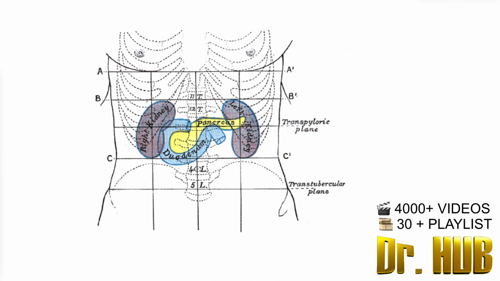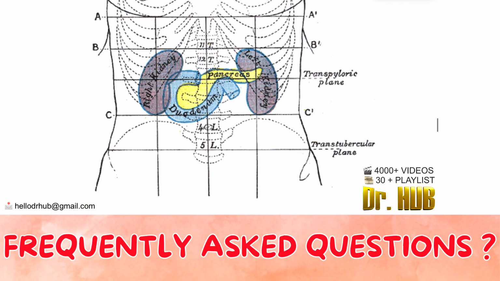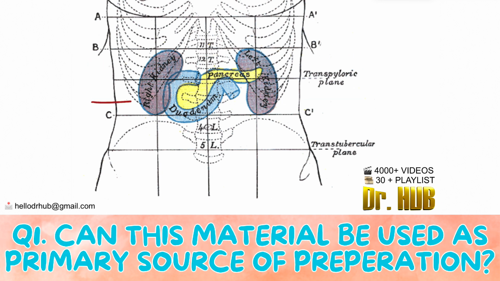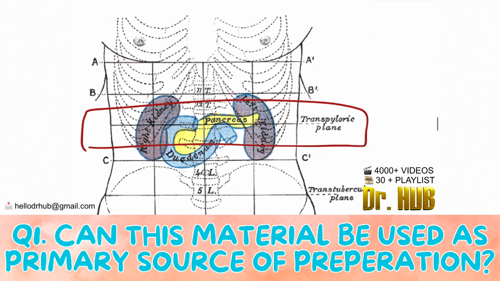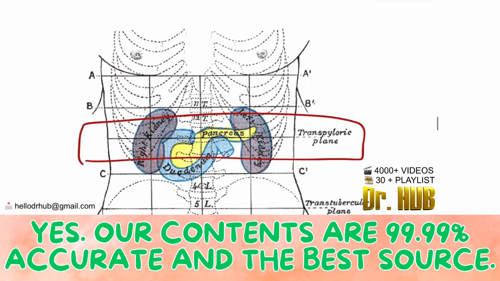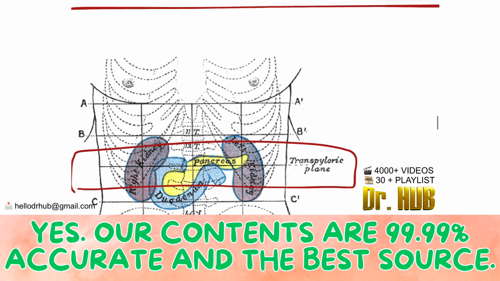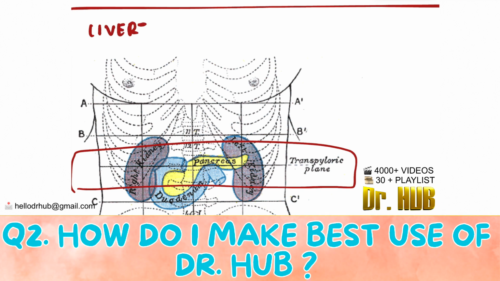So the important planes will be the transpyloric plane. First let's look at the transpyloric plane. As the image signifies, the transpyloric plane, what do we have? Let's write it down. The transpyloric plane contains the L1 vertebra.